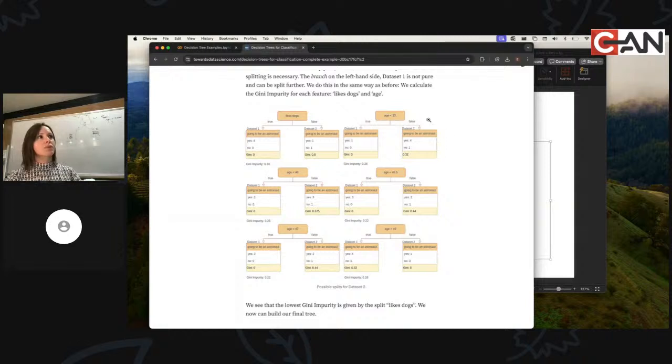So of course you would compare, if you had more than one feature to compare, we had likes dogs and age. So we had 2 features. You would compare all of the age options to all of the like dog options, which in like dog, it's binary, so we only have one option. So you can see how you would really have quite a few Gini impurity calculations to do.